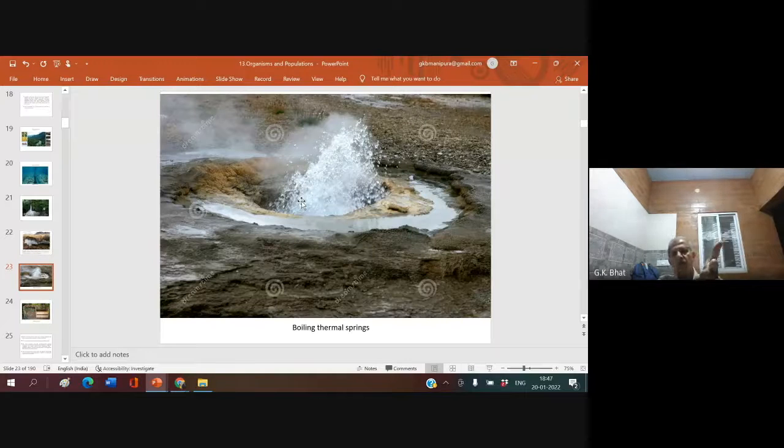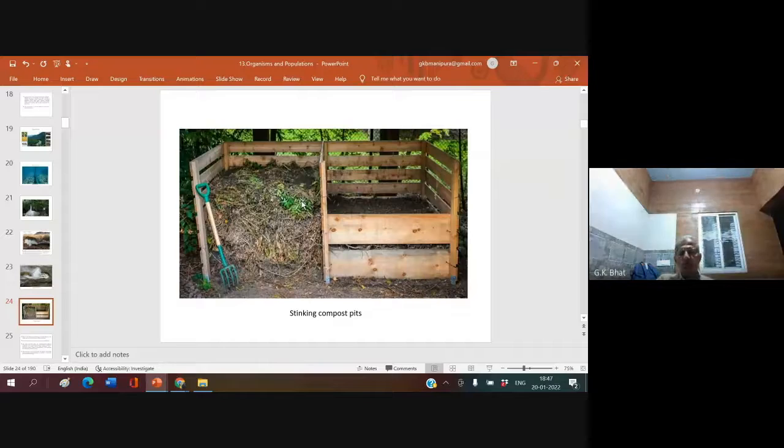this boiling thermal spring, which you cannot go near at all. That much boiling water it will be, and just a few meters away, you will have chilling cold. This is boiling water. Nature's miracle. So even at 100-degree boiling temperature, you find some bacteria, some organisms even thriving and surviving. And this is what a stinking compost pit is. In all these areas, you do come across life.